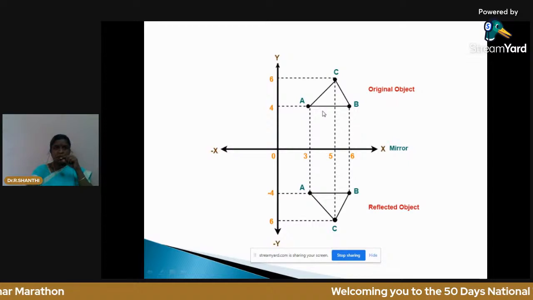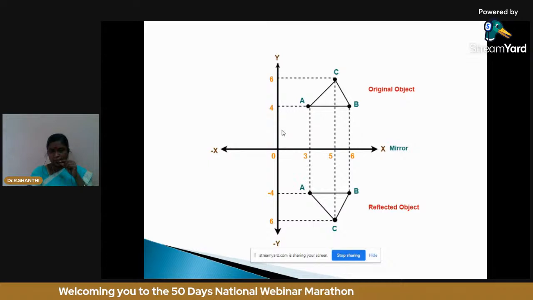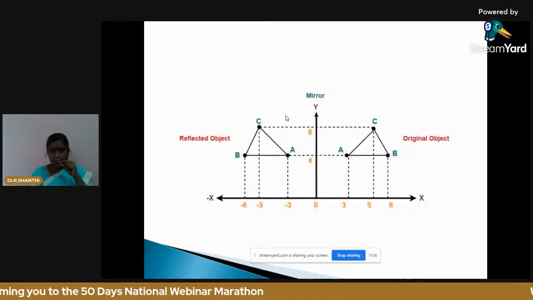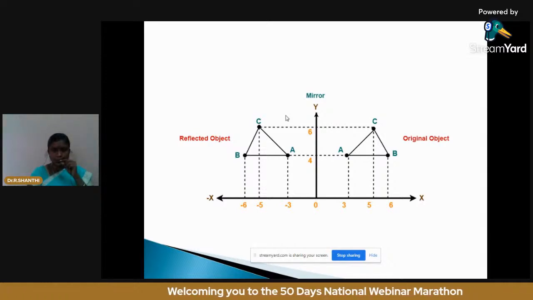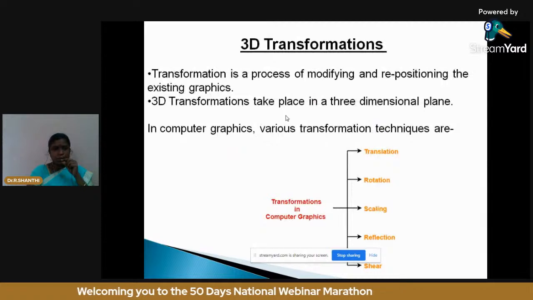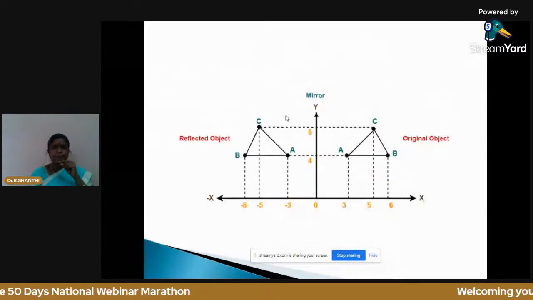So for the y-axis, you are not going to disturb the y value, only the x value you are going to disturb, right? So this is for the x-axis. In the x-axis, you are not going to disturb your x value, so only your y value will be disturbed. Next, we move on to the 3D transformations. That's all for the 2D transformations.